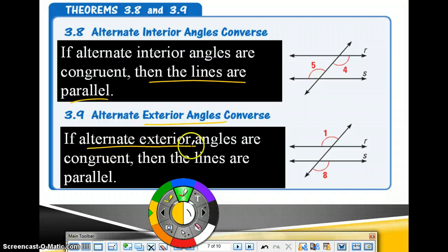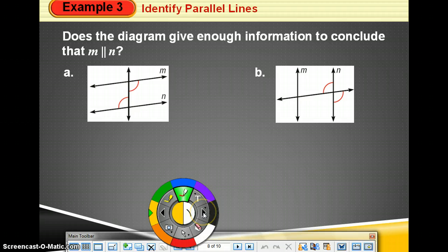If alternate exterior angles are congruent, sorry, that happens with exterior and interior, then the lines are parallel. So right here, if we have this picture with angle 1 and angle 8 marked in this way, we should be able to put nice, pretty, parallel line markings on R and S to show that they're parallel. Okay, so here's an example that uses that.